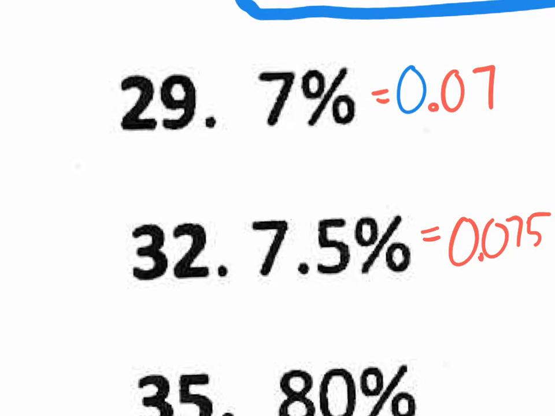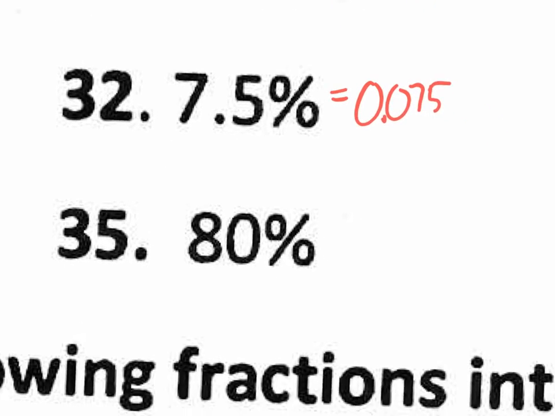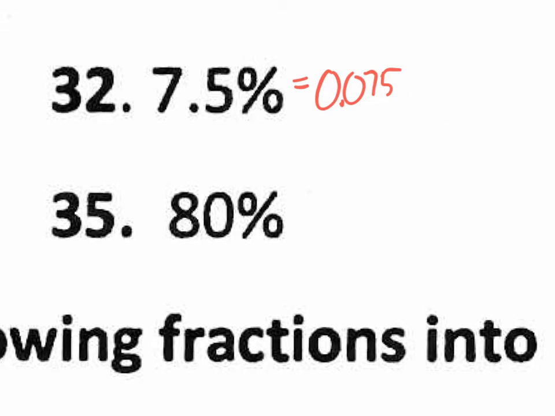0.075. There you go, 0.075. How about number 35? What's that going to be? 0.8 or 0.80 if you want. You don't have to. Or you could even say 0.8 or 0.80. But that's your answer from a percent to a decimal.